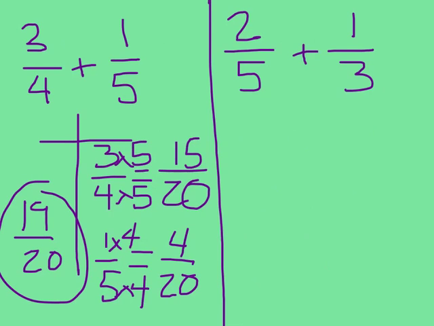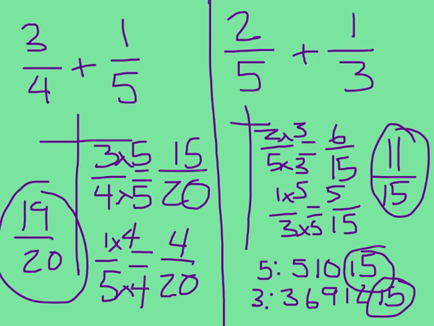Now try one on your own. What's 2/5 plus 1/3? Write your answer as a fraction in simplest form. Check your work with mine. The correct sum is 11/15.